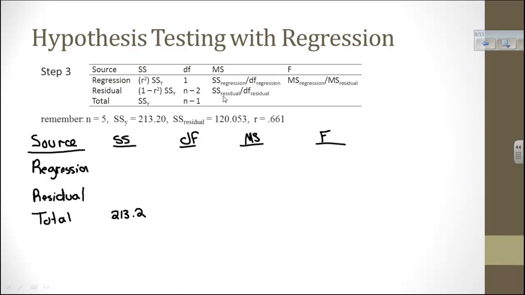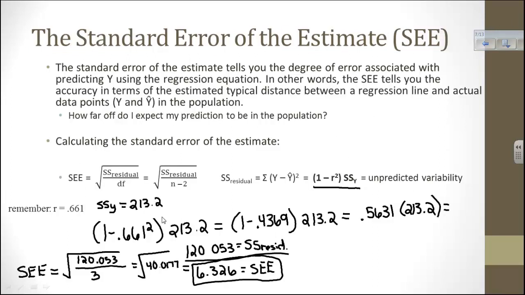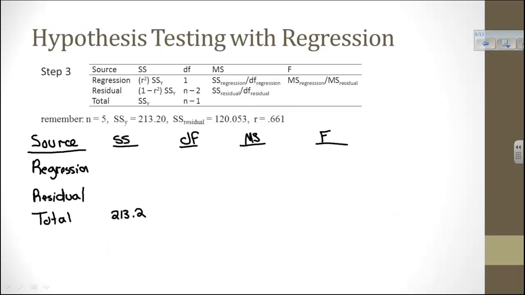All right, sum of squares residual. Guess what? If you've already found your standard error of the estimate, you've already found your sum of squares residual. So remember, we calculated sum of squares residual to plug into our formula for the standard error of the estimate. So I already know that it's 120.053.